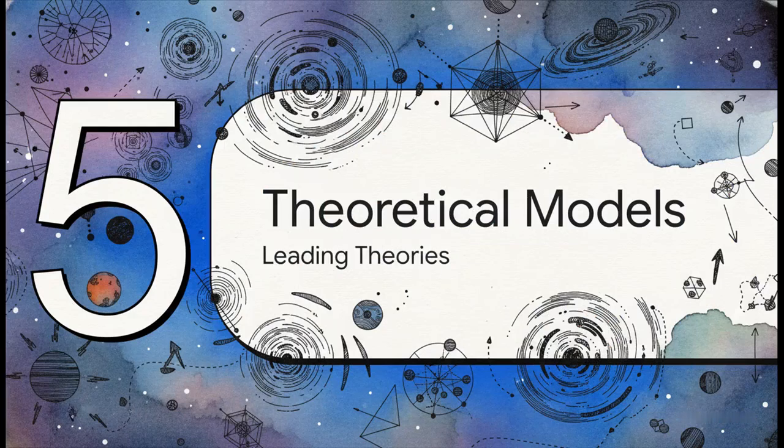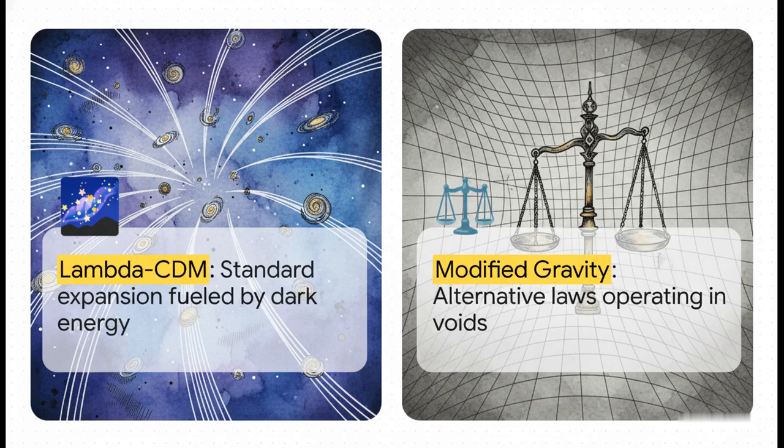Next up, Section 5, comparing theoretical models. Exactly how these voids formed is actually the subject of a pretty fierce scientific debate. Impartially speaking, we're looking at two main competing ideas from our source. First, we have the lambda CDM model, which is the standard model of cosmology. It basically argues that the voids are just the natural result of standard expansion fueled by dark energy acting on the early universe. Second, we have modified gravity models.